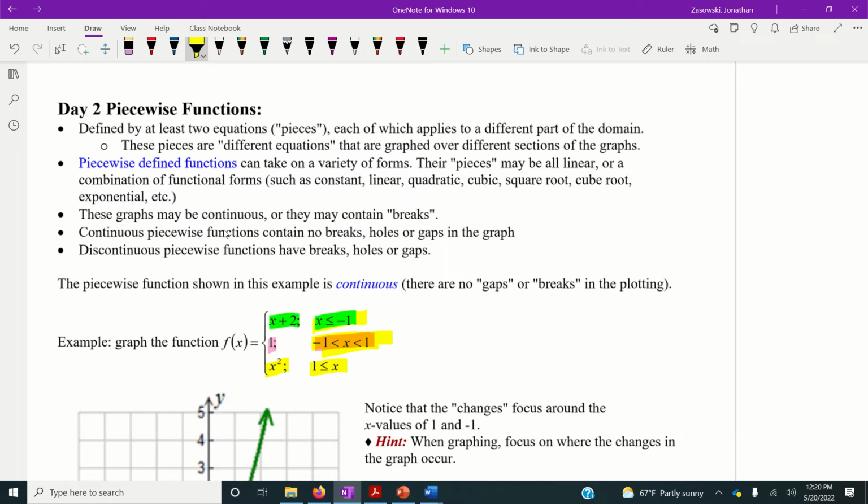Alright, but a continuous function, in order to be continuous, has no breaks and no holes in the graph. That also means that if you put your pencil or pen down and you can draw the line in one motion without picking your pen up, then it's continuous. If you have to pick your pencil up and move it to continue to graph, then this is not continuous. And this is actually called a jump because the function jumps from one point to the next.